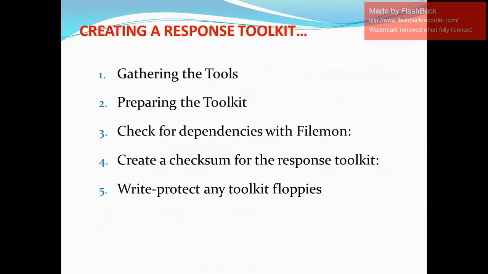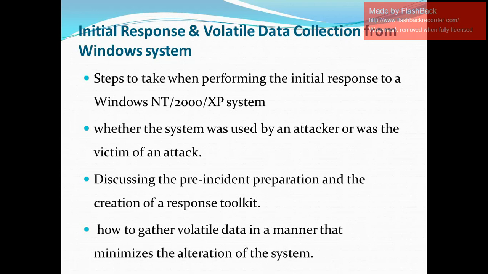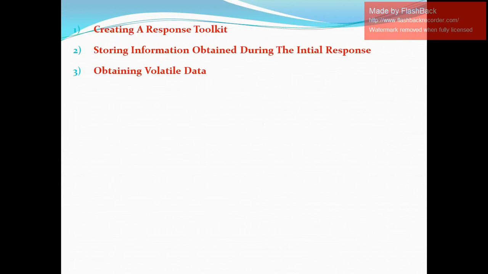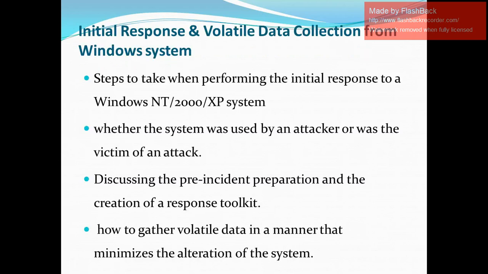This applies to the Windows system. When you are collecting volatile data from a Windows system, we follow three steps: creating a response toolkit, storing information obtained during the initial response, and obtaining the volatile data. With the third step, we conclude with Windows connections. We have different steps and procedures for Ubuntu or other Unix systems, which will be discussed in the next class. Thank you.